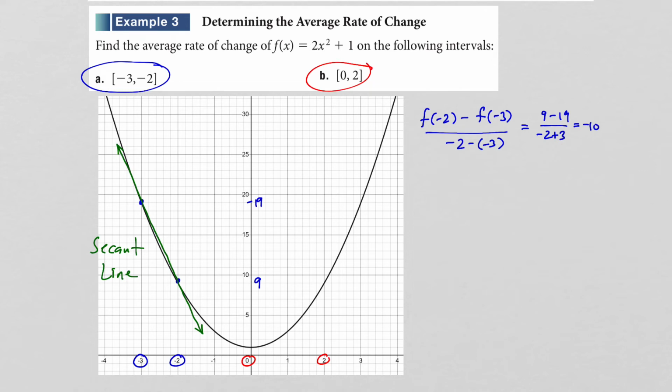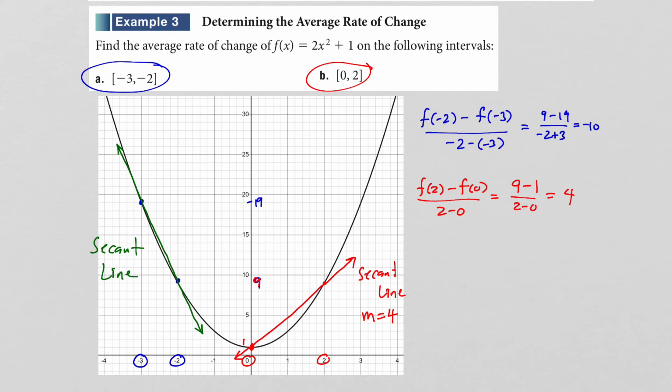Then what we did is we did the same thing for the interval from 0 to 2. That was the second part. F of 0 is 1. F of 2 is 9. And what we did was f of 2 minus f of 0 divided by 2 minus 0. And this was 9 minus 1 divided by 2 minus 0, and that is 4. Now, what we did there is if you graph the line through those 2 points, you get another secant line. And the slope of that secant line was positive 4. Okay, and the slope of this secant line over here was -10.